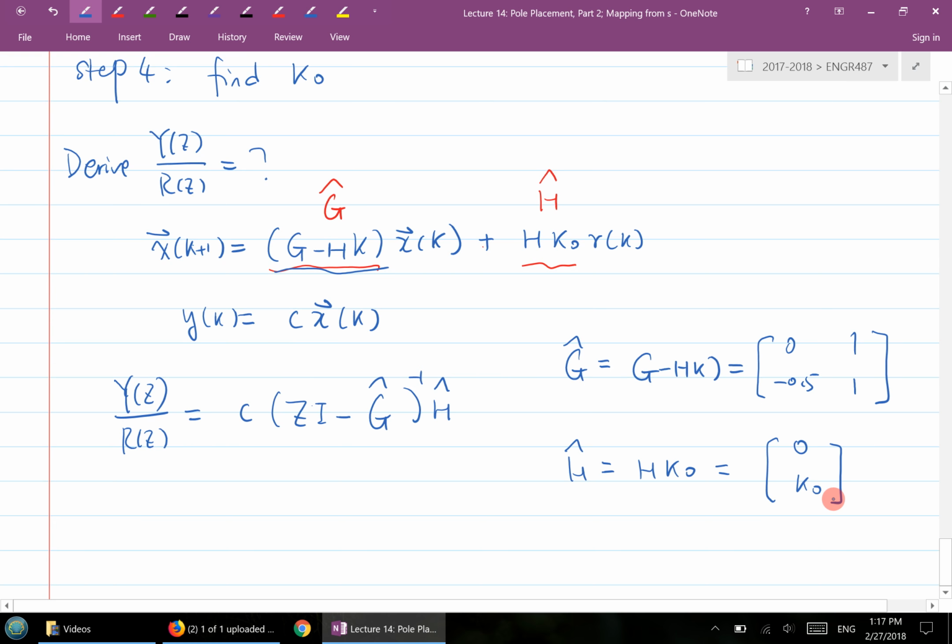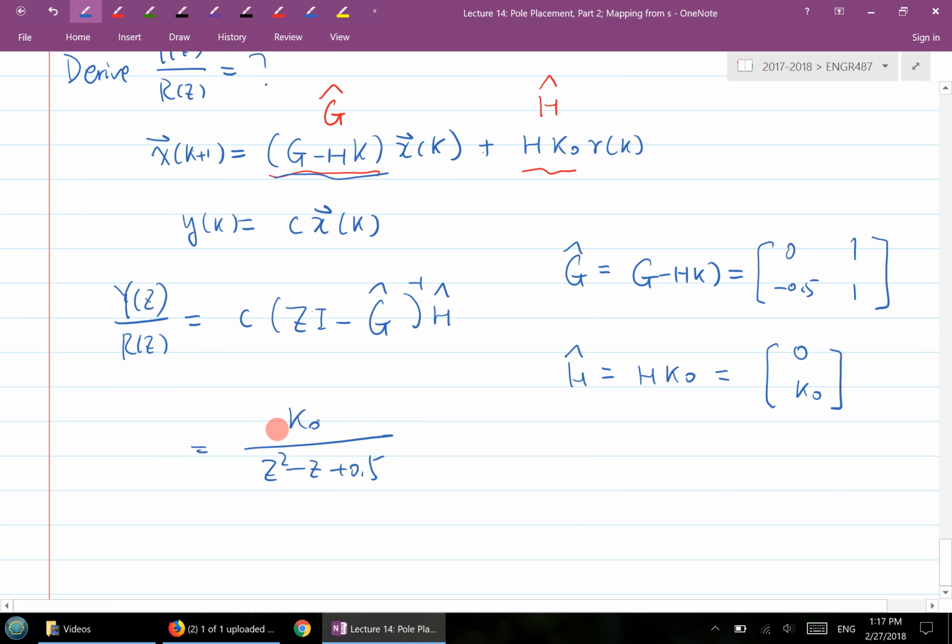The next step, you need to be very careful, because you're going to use zI minus G hat and then do the inverse. It's a 2 by 2 matrix, and then you invert it. With this inversion, you get the pulse transfer function for Y and R, which is this one. So that's the pulse transfer function.